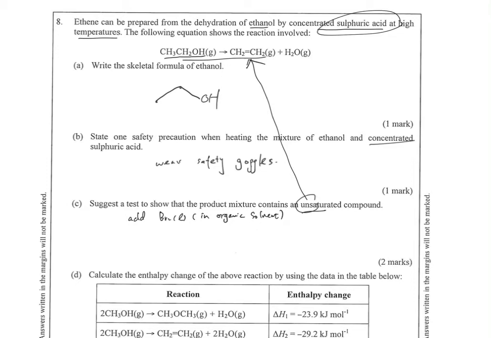Okay, add bromine in organic solvent, and then the solution changes from brown to colorless. That means that if there is an unsaturated compound, a C=C double bond compound there, and we add the bromine, it will undergo addition, so the brown solution will turn colorless. Okay, colorless.